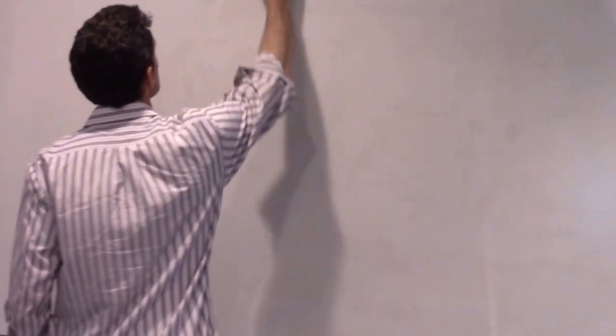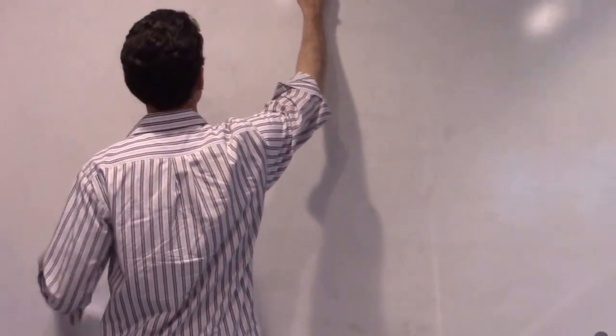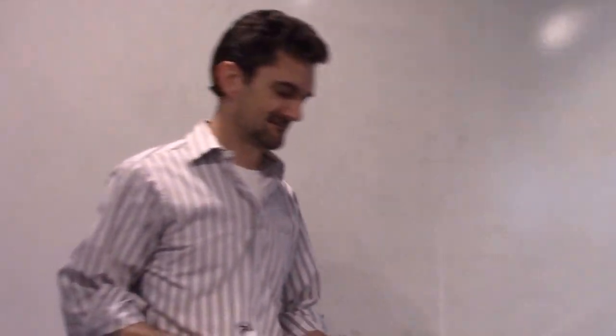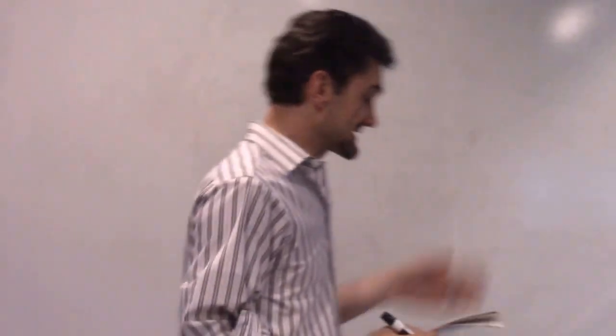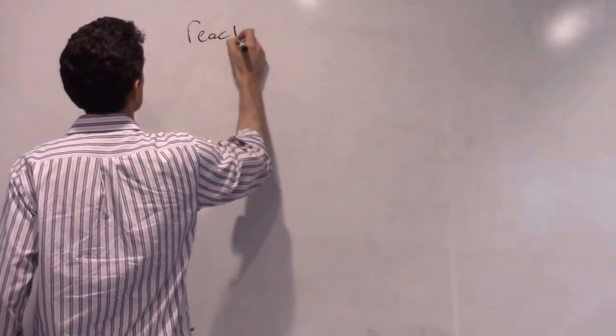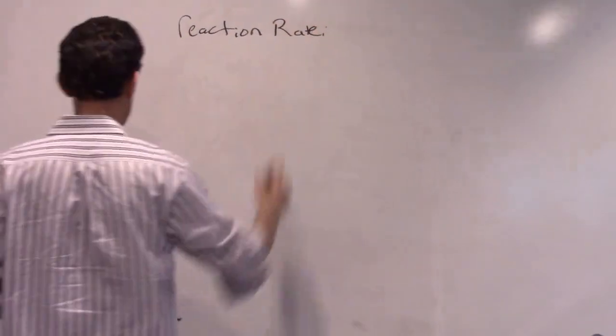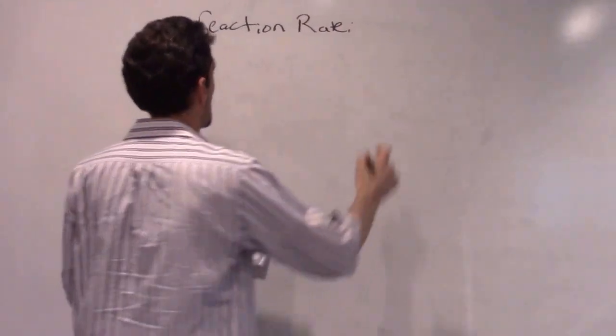All right, let's look at kinetics. How do you spell that? Our last chapter, kinetics. Okay, so with kinetics, what we're looking at is reaction rate. And the reaction rate is the amount of product formed.